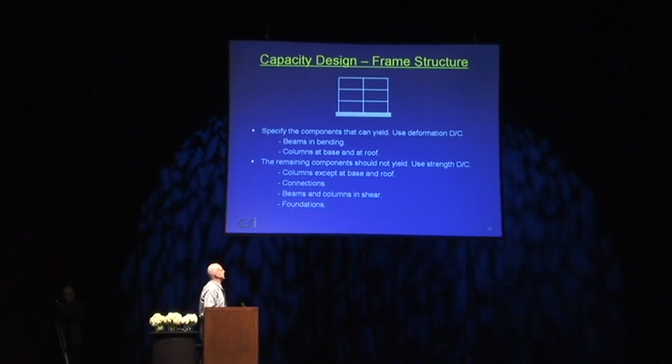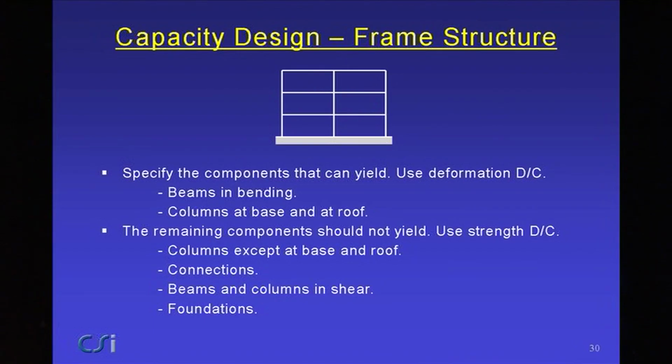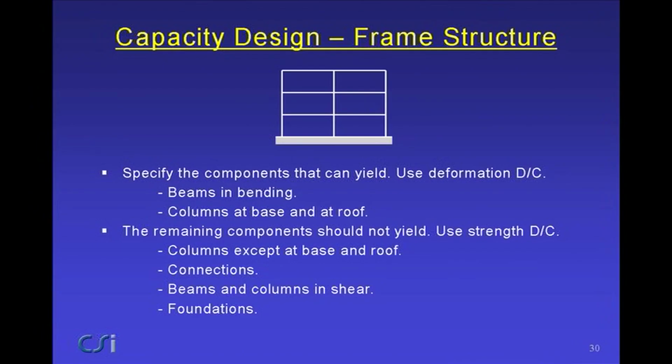For a frame structure, typically what you would do is specify that the beams can be inelastic in bending, and maybe the columns can yield at the base because it's hard to stop them, and up at the roof where you've got two beams in one column, maybe the column can yield there also. But in between, you'd want the strong column, weak beam behavior because this is basically desirable. And so you'd want the columns except at the base and the roof to remain elastic. You might want the connections to remain elastic. You might want beams and columns to remain essentially elastic in shear. And you might want no damage in the foundations because that can be difficult to repair.